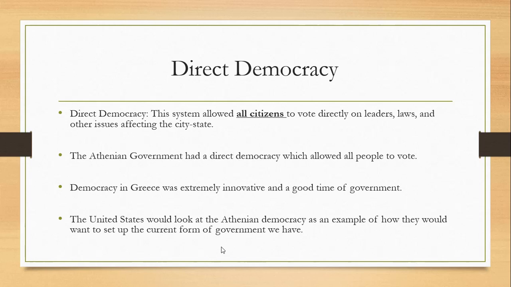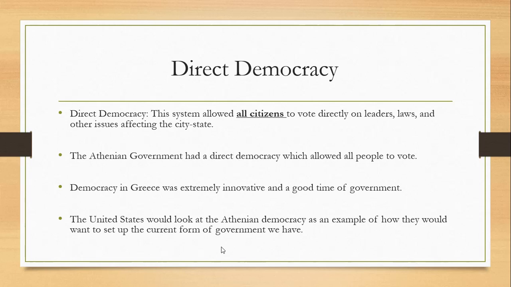So at that time, unfortunately, it was only men, okay? And what they would do is they would get a ballot, they would go up, they would write, I want Mr. Doherty to be the leader. They would submit it, and that was their vote. Everyone's vote counted equally, all right? And they would directly elect their leaders. They would decide on laws and other issues affecting the city state. So they would vote on all of these different issues.